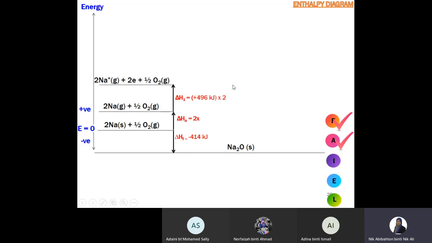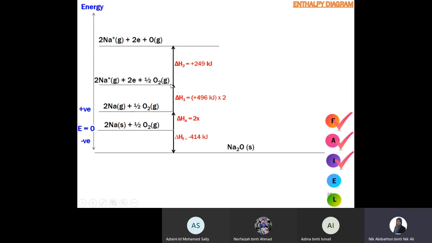Next, we'll proceed with the ionization energy for sodium. First ionization energy for the sodium. So we can see here from the sodium gas, produce sodium ion with 2 electrons. For the oxygen, still no changes, just copy it back. Make sure your enthalpy for the ionization energy is also multiplied by 2.